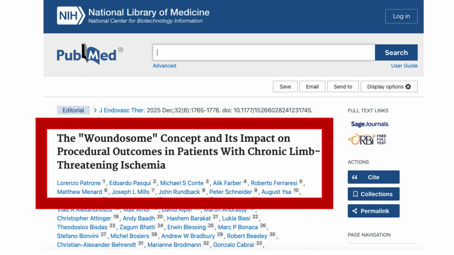So most of the revascularization that we are doing below the ankle is now based on the Woundosome concept and not on the angiosome concept, where it's better to revascularize and provide a straight line direct flow to the wound by opening one of the arteries described above.